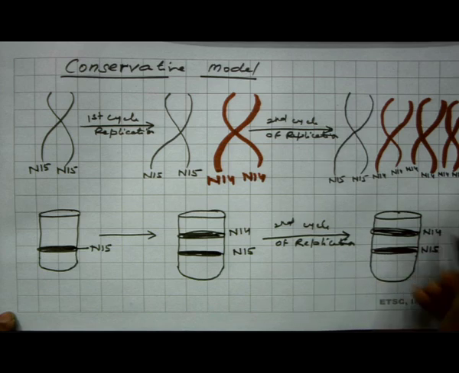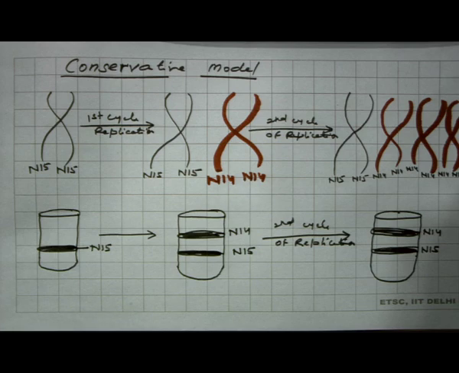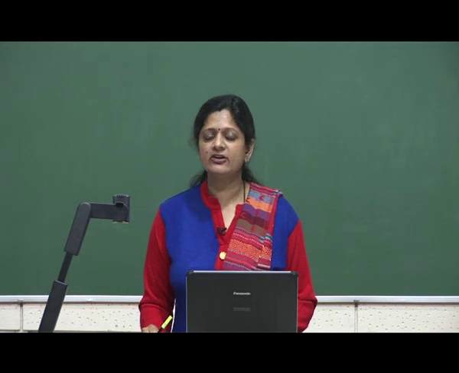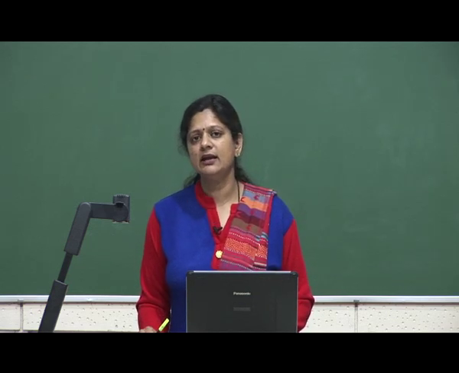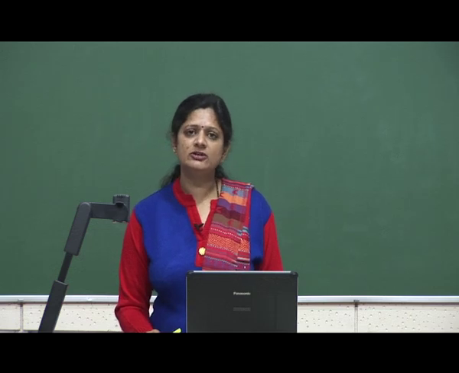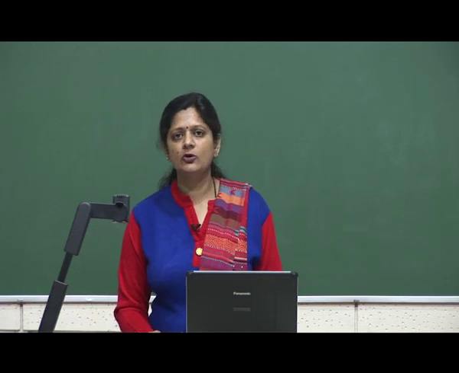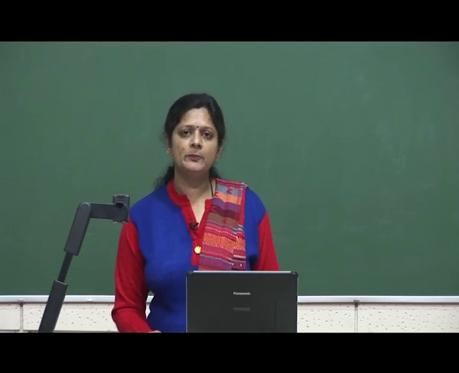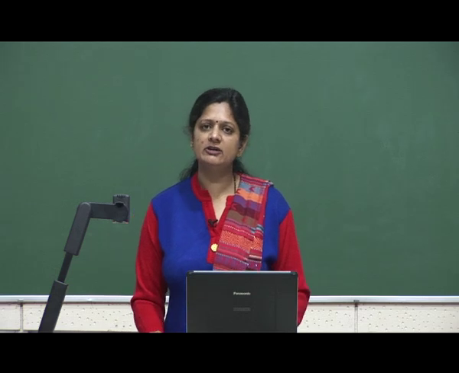So, here the result was totally different from the result obtained by Meselson and Stahl. The result of Meselson and Stahl did not correspond to the conservative model, hence they proved that DNA replicates in a semiconservative model, in which both the strands of the DNA first get separated out. Now, this separated strand will act as a template, it will be copied and then two daughter DNA will be synthesized.